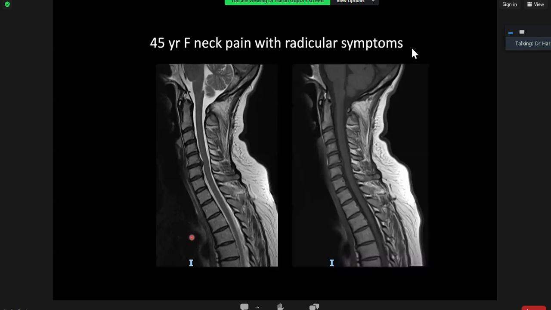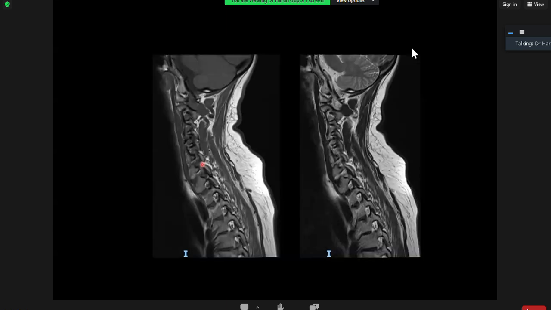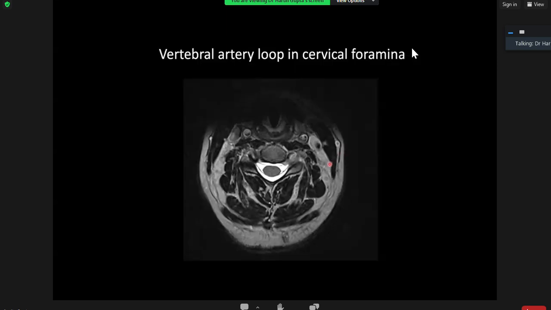So look at a few more examples. This is a 45-year-old patient with neck pain with radicular symptoms. There is a degenerative disc osteophytic bulge at the C5-6 level. At the corner of the imaging, we suspect there is something going on there. And what we find here is a vertebral loop. See that? Sitting in the cervical foramina. This can happen sometimes.